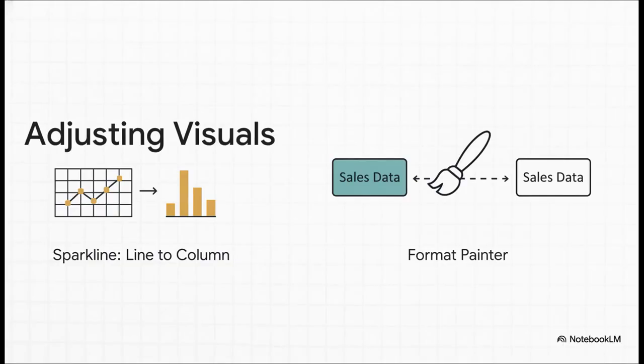And you can totally customize these sparklines. You can switch them from a line to a column sparkline depending on what tells your story better. And you can even add colored markers to instantly highlight the highest or lowest sales month.